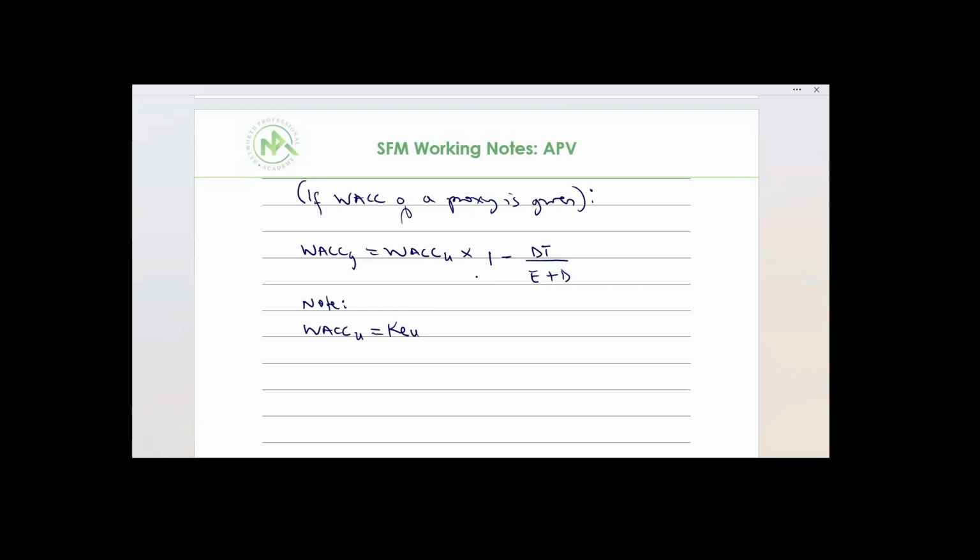Now the bottom line here is the fact that examiner will give to you WACC of a geared company. This other part will be given to you. This is the unknown that you want to calculate. The WACC of ungeared will never be given to you. Therefore, you are going to use the known variable to get the unknown. Every other one will be given. Of course, the D is the debt value. T is the tax rate.